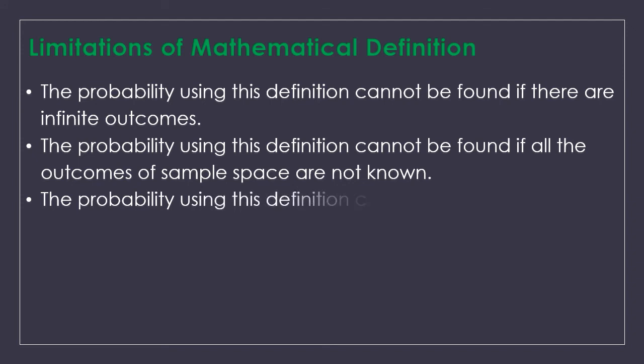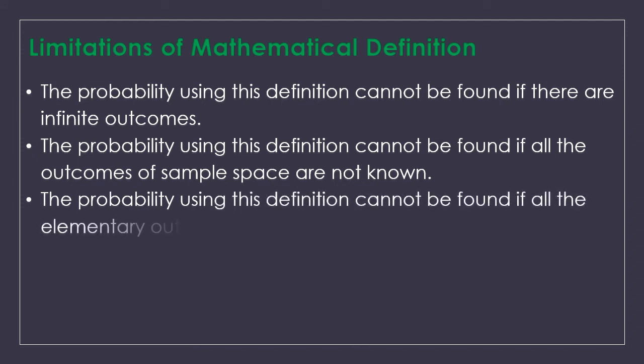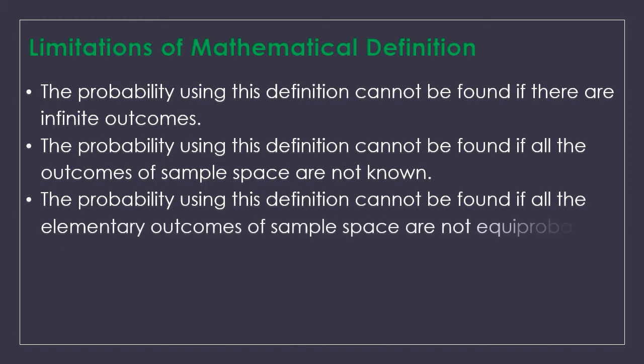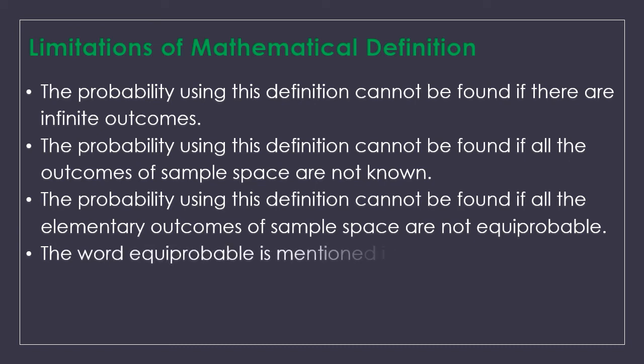The probability using this definition cannot be found if all the elementary outcomes of the sample space are not equiprobable. That means if the outcomes of a sample space are not equiprobable, we cannot calculate probability using this method. The word equiprobable is mentioned in the definition itself.